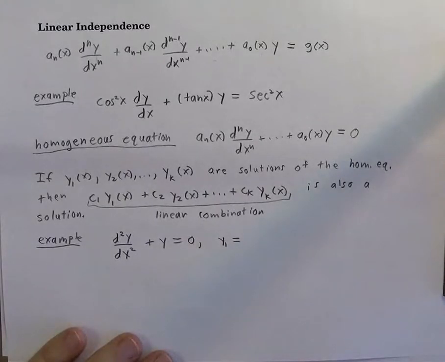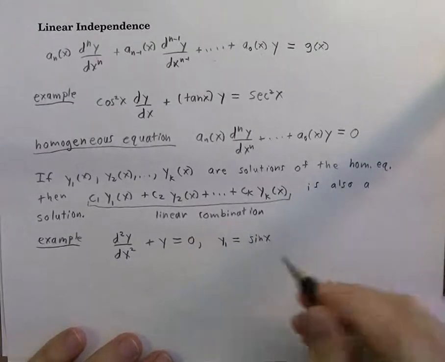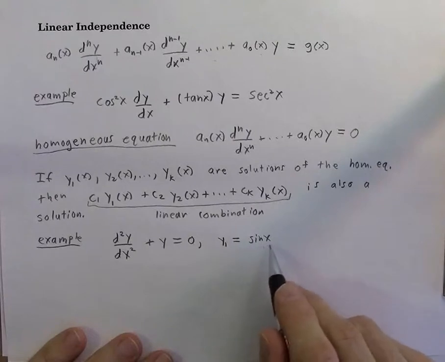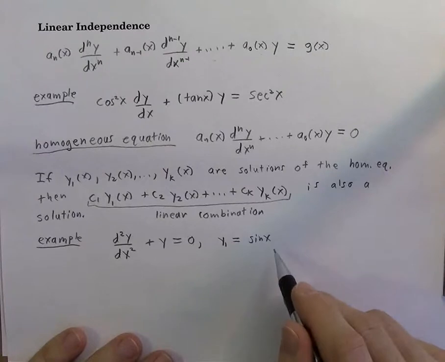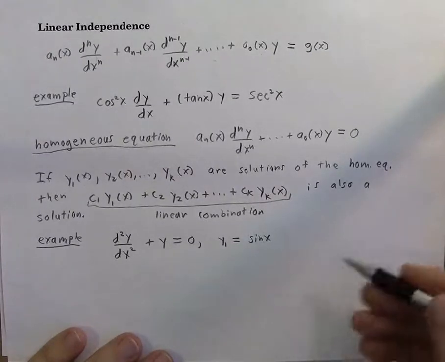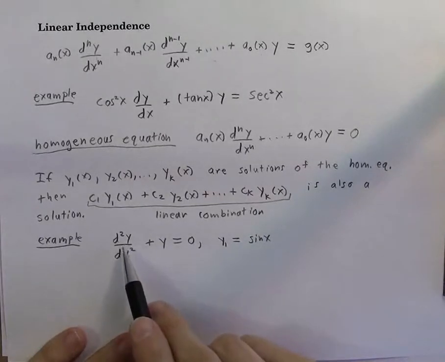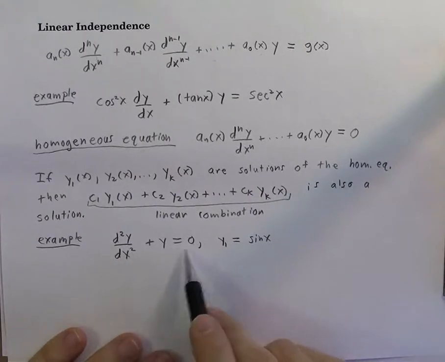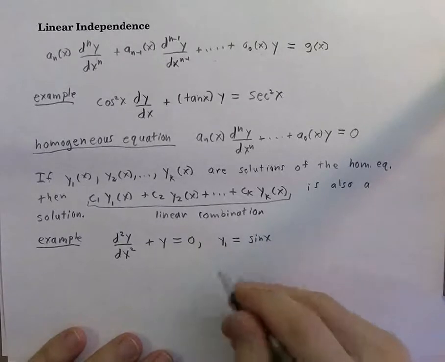So one of the solutions is y1 equals sine of x. And we can see that that's a solution because if you differentiate sine of x twice, you'll get minus sine of x. So the first derivative becomes cosine, and then the second derivative is minus sine of x. So if we put minus sine of x here in place of the second derivative, add it to y itself, then yes, those two add up to 0, so sine of x is a solution.